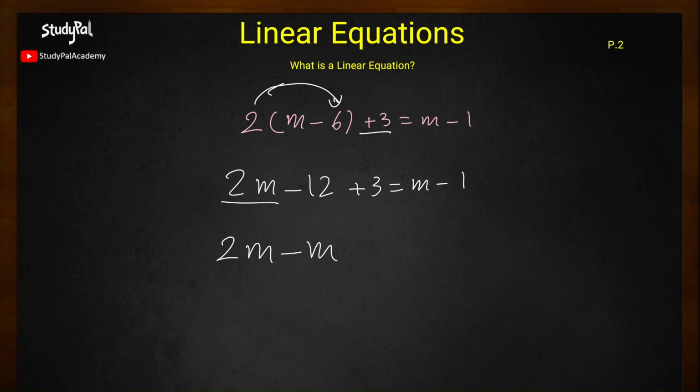Okay. And we have numbers. Numbers should go to the right-hand side. We have a minus 1 here already. A plus 3 goes to the right-hand side and becomes negative 3. And minus 12 goes to the right-hand side and becomes positive 12.